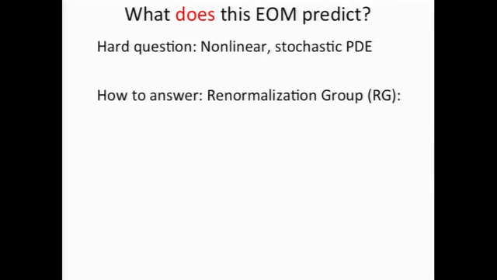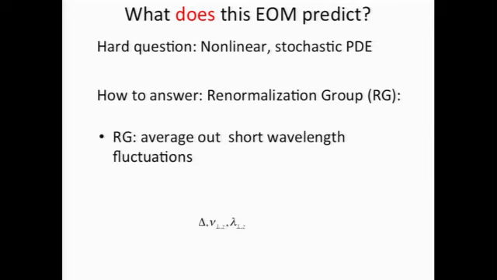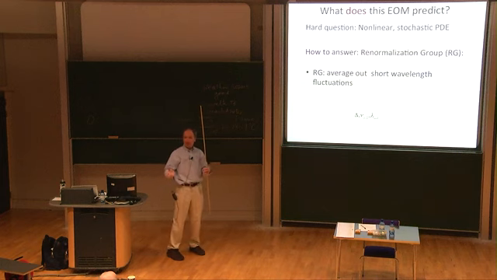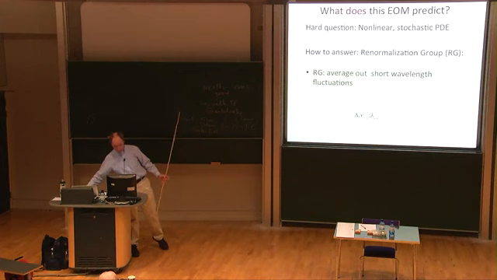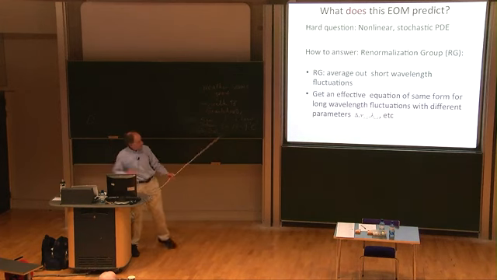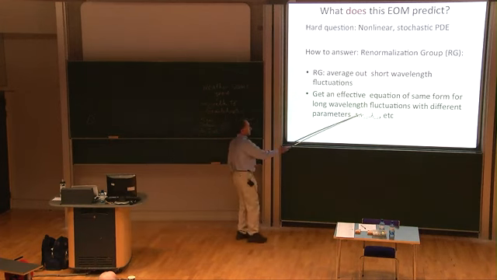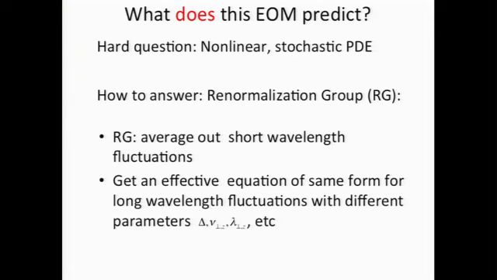Well, the way you answer it is you do something called the renormalization group. The idea of the renormalization group is you just take the initial stochastic partial differential equation you have, average out the short wavelength fluctuations, and get a new equation for the long wavelength fluctuations. The symmetry of that new equation has to be the same as the symmetry of the old equation, so it has exactly the same form, but the parameters in that equation, which I remind you, the important ones are the noise strength delta, these two diffusion coefficients, and the two nonlinear coefficients, those will be different in the rescaled equation.